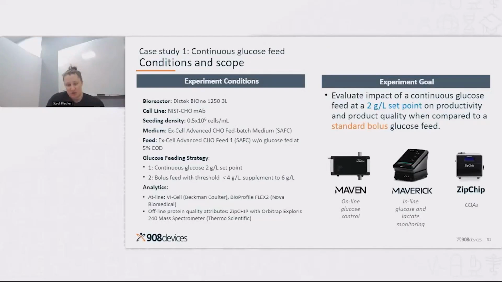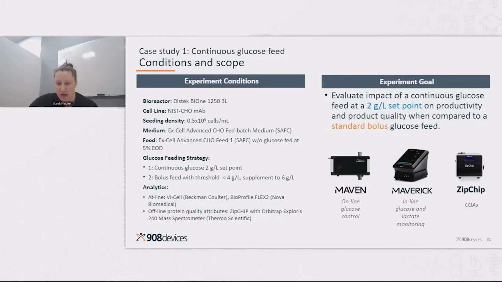For this particular study, we were able to use MAVEN for the online glucose control, MAVERICK for inline glucose and lactate monitoring, and we were able to incorporate ZipChip here for our CQA analysis. And then as some other benchmarks for process performance, we have the BiCell for our viable cell density and viability measurements, and then the Bioprofile Flex 2 for our offline glucose, lactate, glutamine, glutamate, and ammonia.